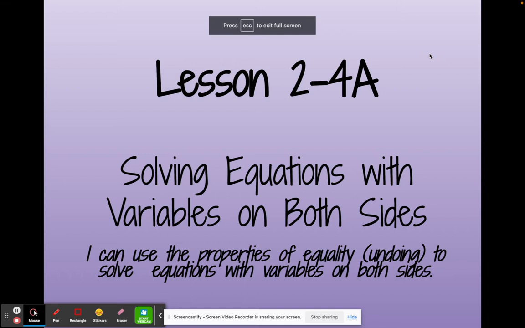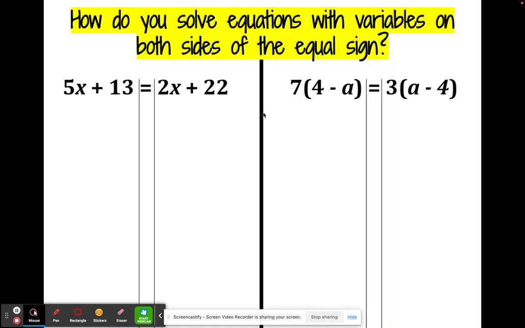Hi everyone, today we're doing lesson 2.4a, solving equations with variables on both sides. Our goal today is to use the properties of equality to solve equations with variables on both sides. So how do we solve equations with variables on both sides of the equal sign?